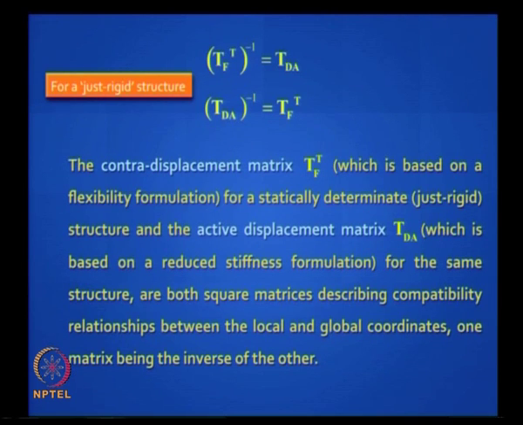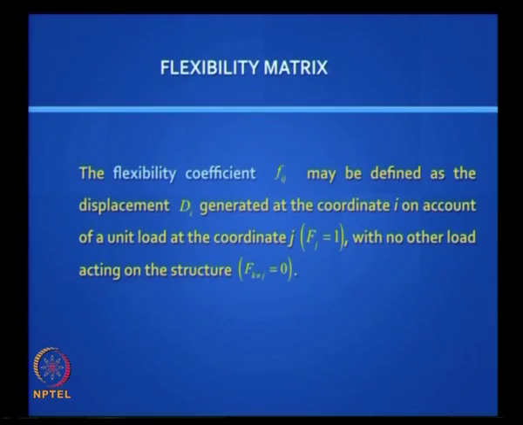The contra displacement matrix, that is a name I have given, okay, but it is not a very common name. You can say TF transpose matrix, which is based on a flexibility formulation for a statically determinate rigid structure, and the active displacement matrix TDA, which is based on a reduced element stiffness formulation for the same structure, are both square matrices describing compatibility relationship between the local and global coordinates, one being the inverse of the other.